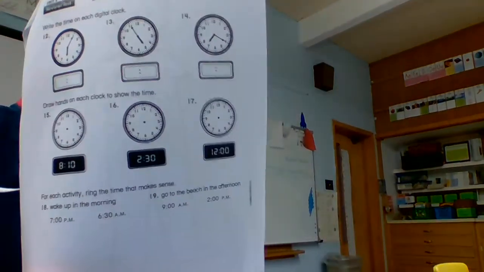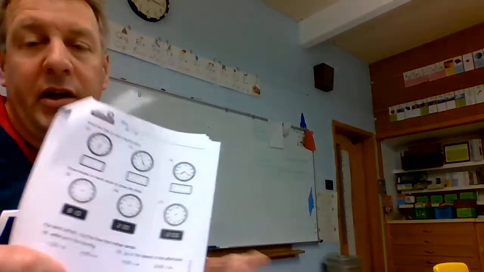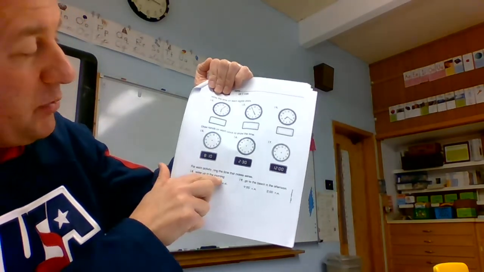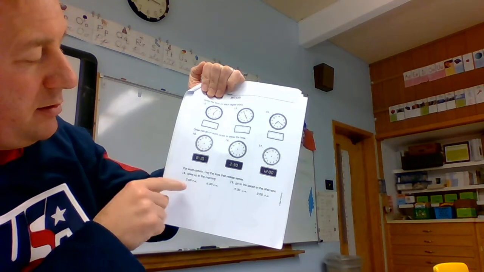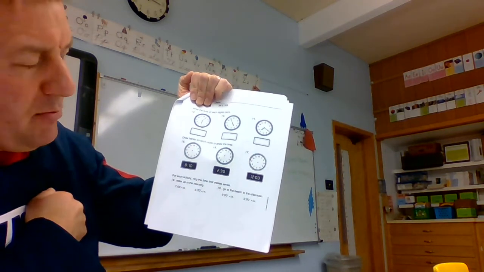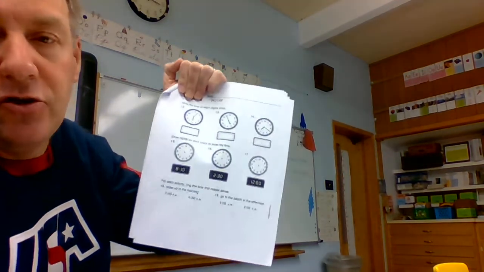Next, draw hands on the clock. Remember the hour hand is the short one, and the minute hand is the long one. And remember we did AM and PM, right? AM and PM. Wake up in the morning. 7 p.m. or 6:30 a.m.? When do we wake up in the morning? Think about that.